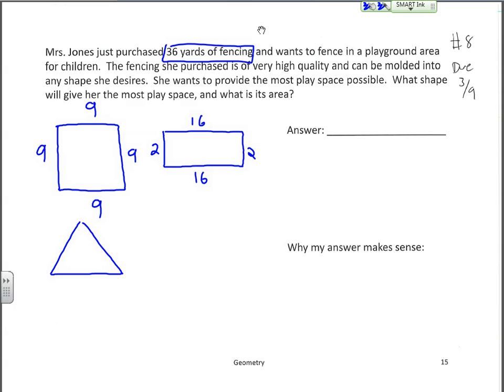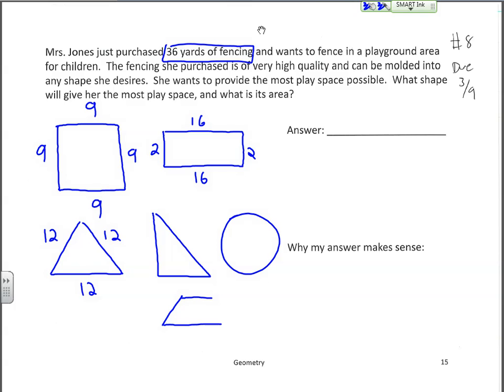Maybe something like an equilateral triangle, 12, 12, and 12. What would the area of that shape be? Is it going to be more of a right triangle? Maybe, or you can assign side lengths there. Maybe it's a circle, right? 36 yards of fencing around a circle, that would be the circumference. What would the area of that shape be? If it is maybe even a trapezoid, wouldn't that be fun? A trapezoid-shaped playground area, what would the lengths of that be?